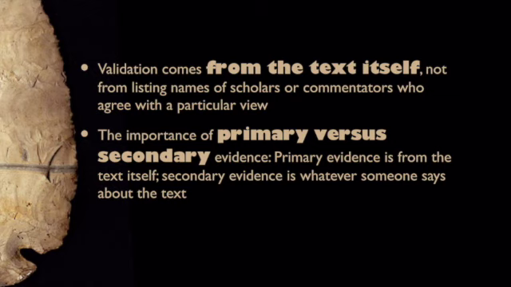But here, I just want to stress the importance of primary versus secondary evidence. And so primary evidence is going to come from the text itself. Secondary evidence is whatever someone else says about the text. And so that could be a commentator, that could be BDAG, that could be Wallace. And so we're going to use secondary evidence to help us understand the primary evidence. But when we list the evidence for a particular view or against a particular view, we're going to do that primarily from primary evidence. We're going to think about it from the primary evidence.